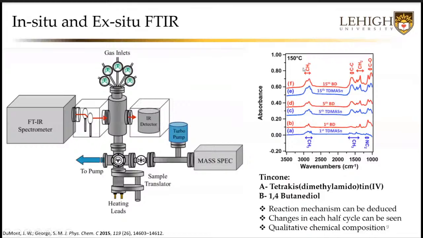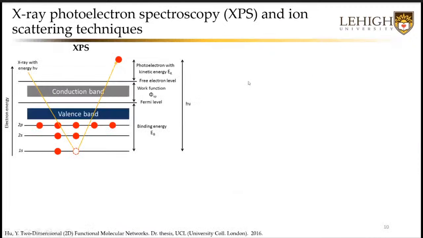Other commonly used surface techniques are X-ray photoelectron spectroscopy and ion scattering. As most people know, XPS is a very common characterization tool that's used by researchers across various domains. This is also useful for the thin film community, not only ALD.